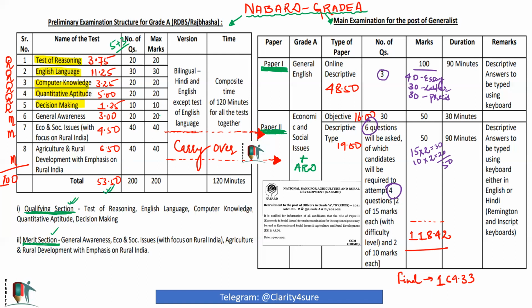Now, one more important thing is that you will see that only 2 papers, that is ESI and ARD, are carried on to the next phase. That is, they will ask some questions from this part.